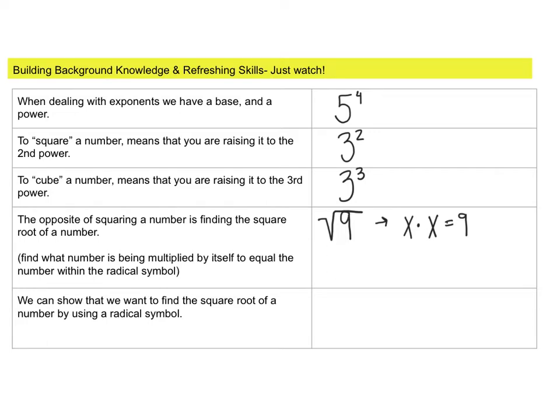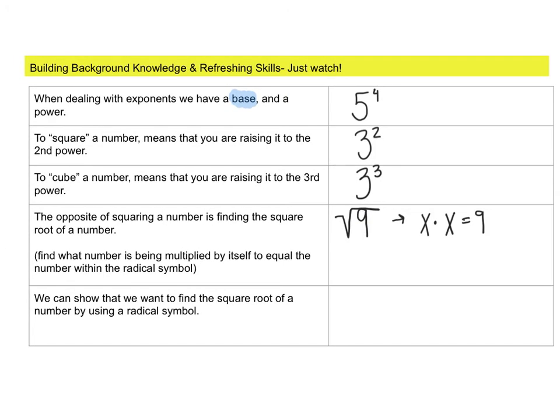So the first little box, it says, when dealing with exponents, we have a base and a power. So the power in this case is 4, and the base in this case is 5. And what that means is we're going to be taking our base, so our number 5, and we will be multiplying it by itself 4 times. That's what this actually means to do mathematically. But it saves us some space, right? It's a lot simpler than saying 5 times 5 times 5 times 5, right?